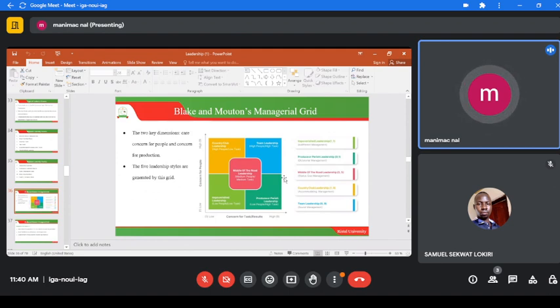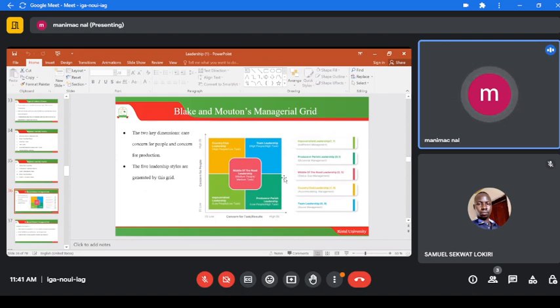Lastly is the country club leadership, which is very high on people but very low on task. This one is the yellow color, ranked 1 by 9, which in most cases is accommodating management. At the end of the day, we look at the middle individuals. In the middle, we have the middle-of-the-road leadership, which looks at minimum people and minimum tasks. Ranking it is by 5, which is the status quo management.